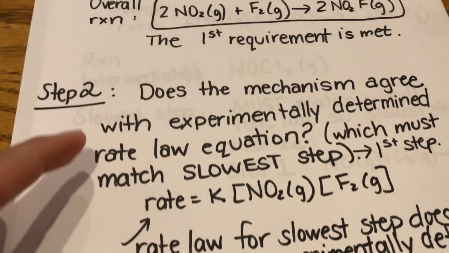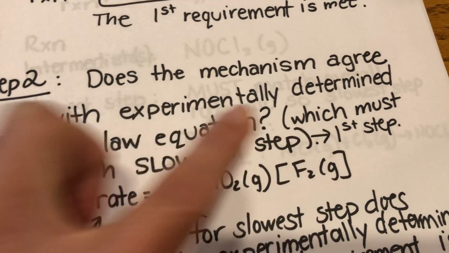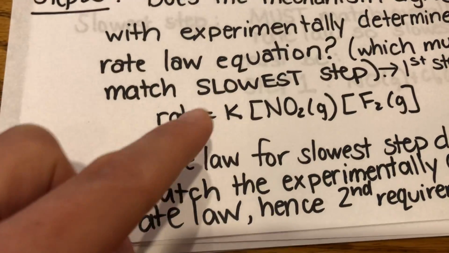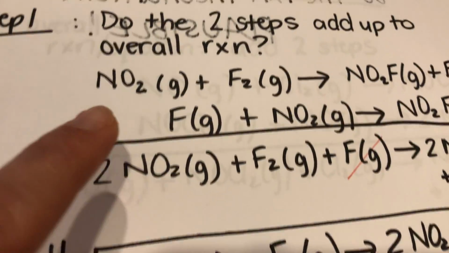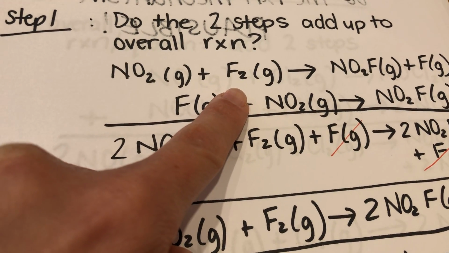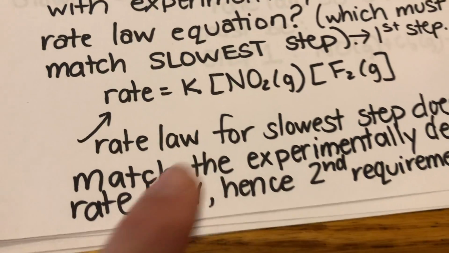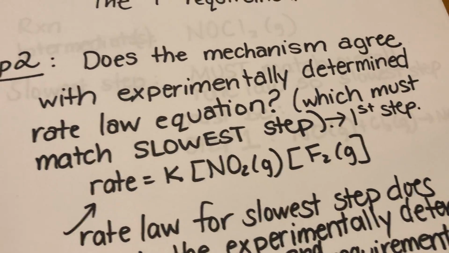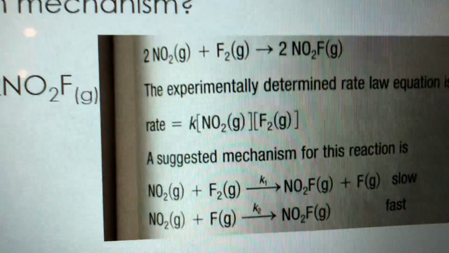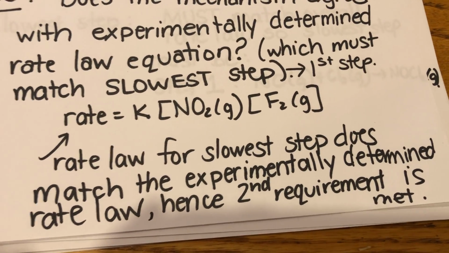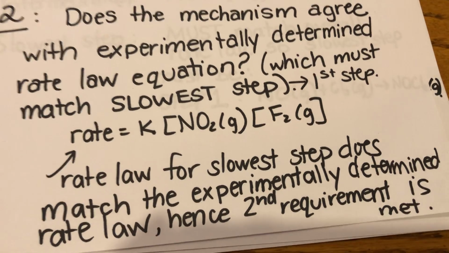So what we're trying to figure out is, does the experimentally determined rate law equation that was given match that slowest step? So it must match. So if you look at the first step here, the rate law for this equation would be NO2 times F2, right? So if you go down, the rate law for the slowest step does match the experimentally determined rate law from the note, which was given, k[NO2][F2]. It does match it. Okay, so the rate law for the slowest step does match the experimentally determined rate law, hence the second requirement is met.